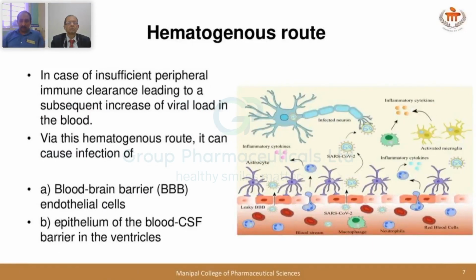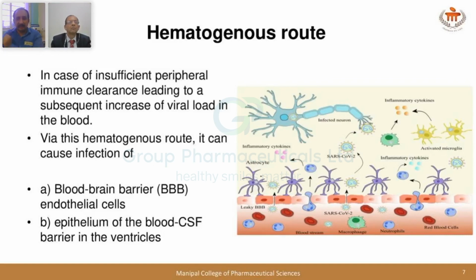The fourth route through which the SARS-CoV-2 can enter is the hematogenous route. When there is a large amount of SARS-CoV-2 in the peripheral system, and if there is insufficient peripheral immune clearance, that means the SARS-CoV-2 is not able to get cleared by the peripheral system, that causes a continuous increase in the viral load in the blood. When this viral load increases in the blood, this causes a destruction of the blood-brain barrier, and not only the blood-brain barrier, the blood-CSF barrier.